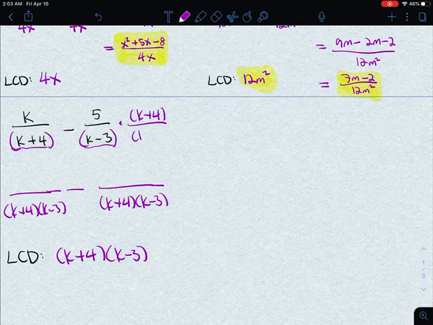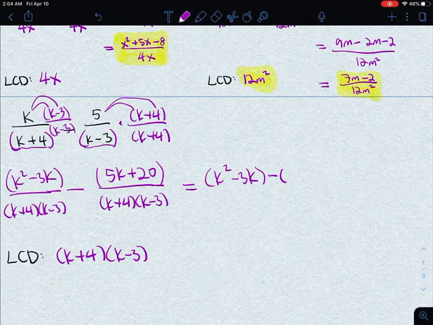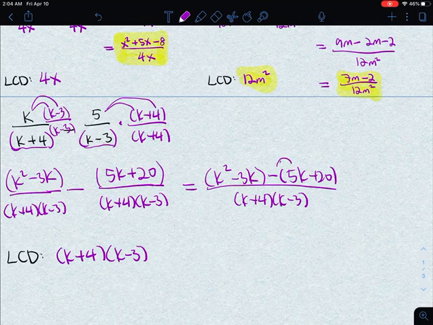So on this side, I need to multiply by k plus 4 over k plus 4. And then I need to distribute the 5. So 5k plus 20. And then on this side, I need to multiply by k minus 3 over k minus 3. And again, here we're distributing the k. So that's going to be k squared minus 3k. Again, if we have subtraction, I'm going to put the parentheses just so that we don't forget to distribute the negative. Plus 20 over k plus 4, k minus 3.